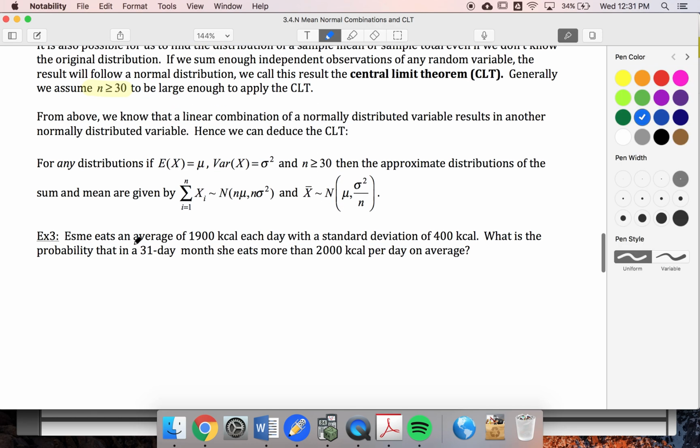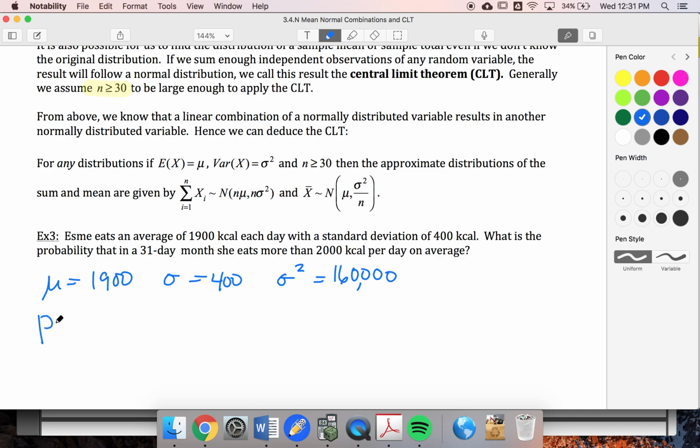So SMA eats on average 1900 kilocalories per day. So my mean is 1900. Standard deviation, so sigma is 400. So that means sigma squared is going to be 160,000. So what is the probability that in a 31-day month she eats more than 2,000 calories per day?